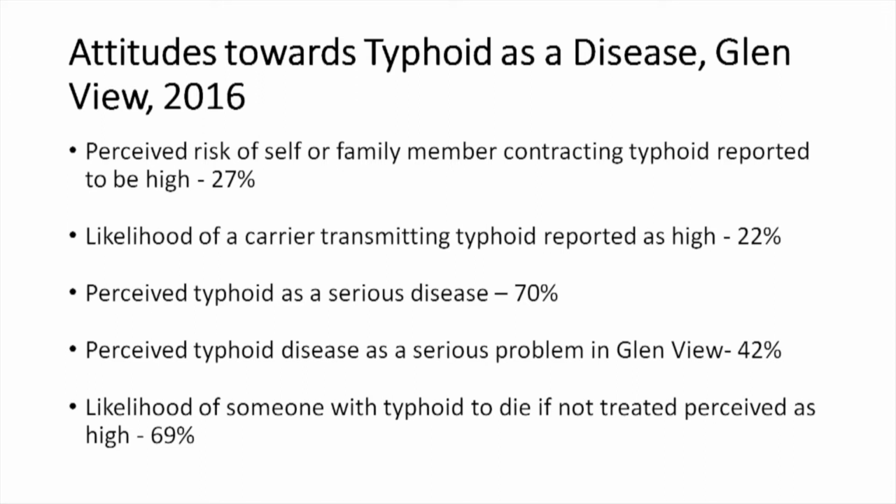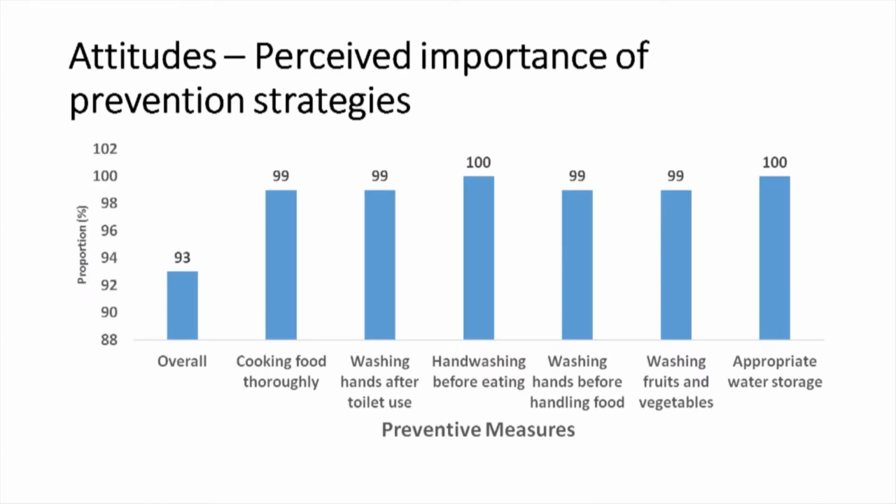Then in terms of the attitudes towards typhoid, the perceived risk of self or a family member contracting typhoid was reported to be high in 27%. The likelihood of a carrier transmitting typhoid was high in 22%. The perceived seriousness of the disease, 70%. But interestingly, the perceived seriousness of the disease in Glenview was 42%, and the likelihood of someone dying from typhoid was perceived to be high by 69%.